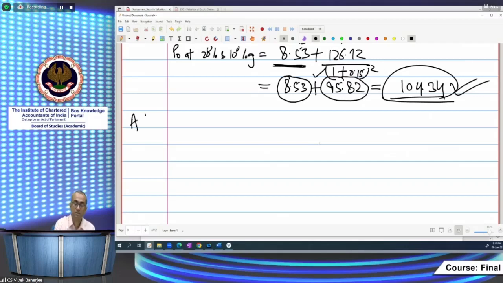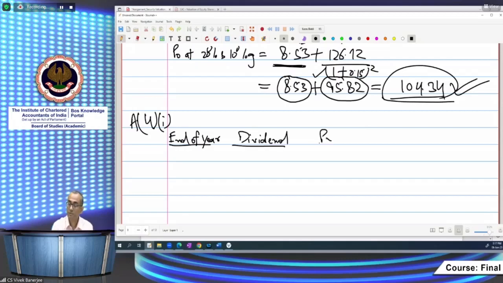This is the answer to question number 4, the first part. The same method, because in this case we have to calculate for all these years separately. Present value factor at the rate. What is the discount rate? Discount rate is 13%.